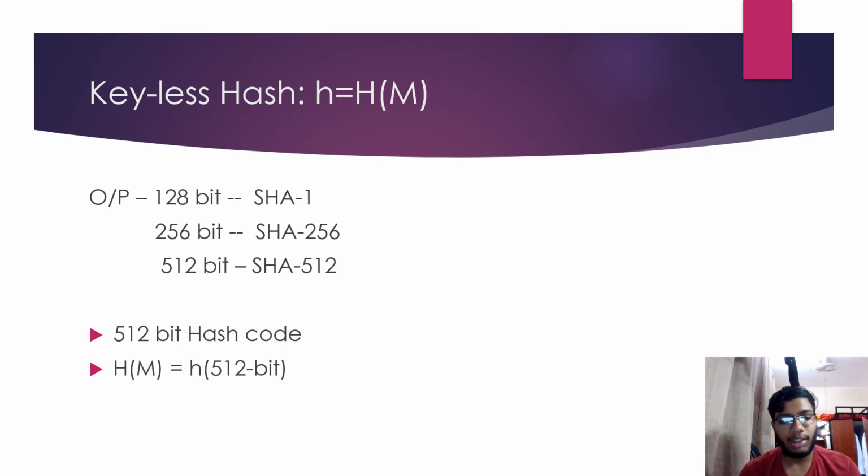So the SHA name standard is based on the output size that is generated. If the output generated as small h is 128 bits, it is known as SHA-1. If the output is 256 bits, then it is SHA-256, and if the output is 512 bits, it is known as SHA-512. So the 512-bit output is called the hash code. In this algorithm, capital H is the algorithm, M is the variable size input that we are going to process, and 512 bits is the output.